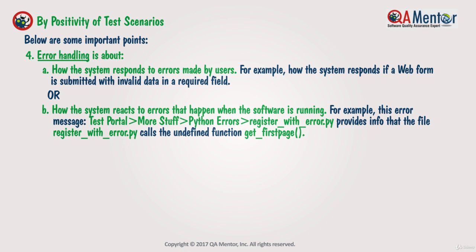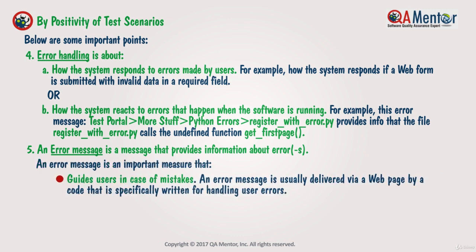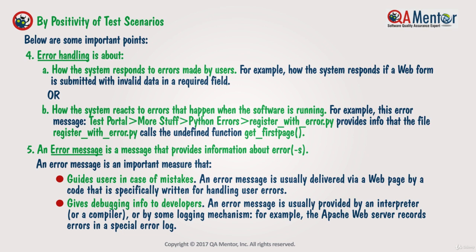5. An error message is a message that provides information about errors. An error message is an important measure that guides users in case of mistakes. An error message is usually delivered via a web page by a code that is specifically written for handling user errors. Gives debugging info to developers. An error message is usually provided by an interpreter or a compiler or by some logging mechanism. For example, the Apache web server records errors in a special error log.